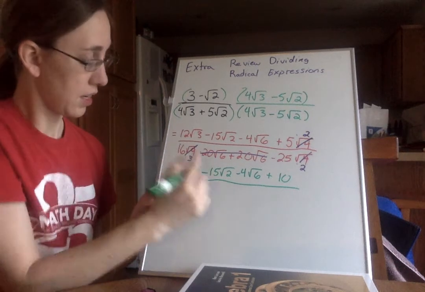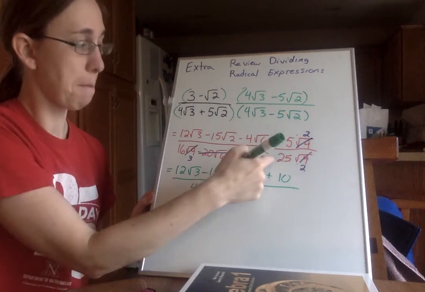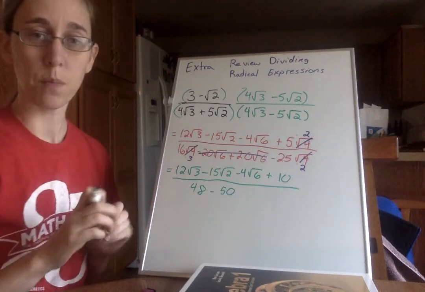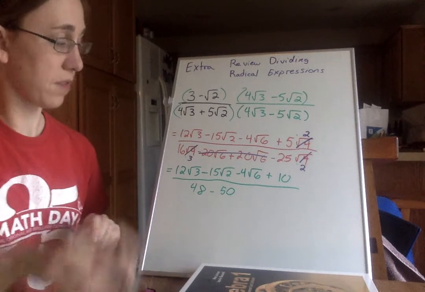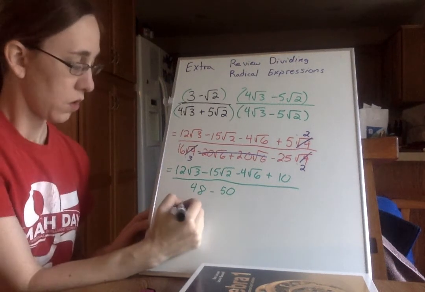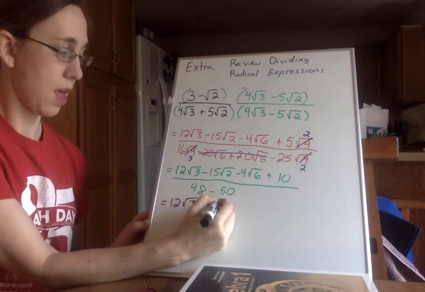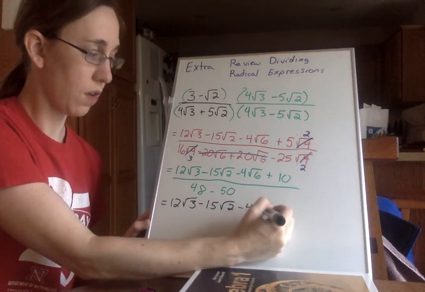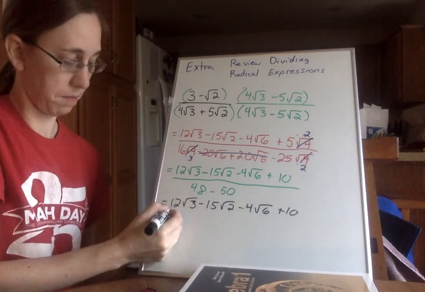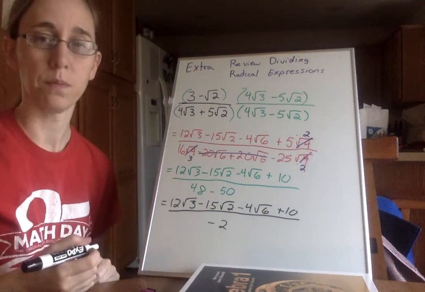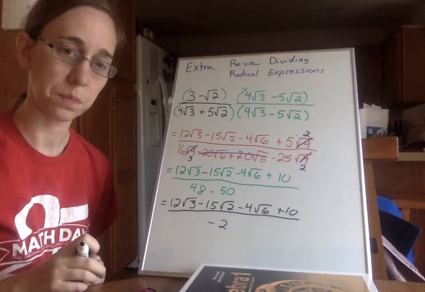Okay, 16 times 3, that's 48, minus 25 times 2, that's 50. So, one step left and we will have this problem done. We're going to do that subtraction on the bottom. So 12 square root 3 minus 15 square root 2 minus 4 square root 6 plus 10, all of that is over -2. And that is our final answer.